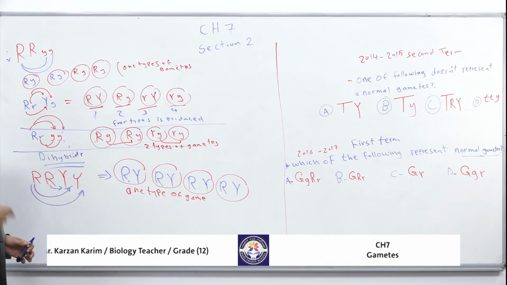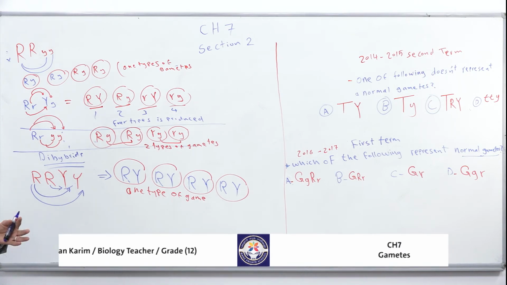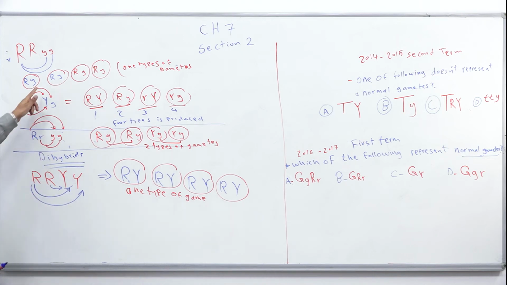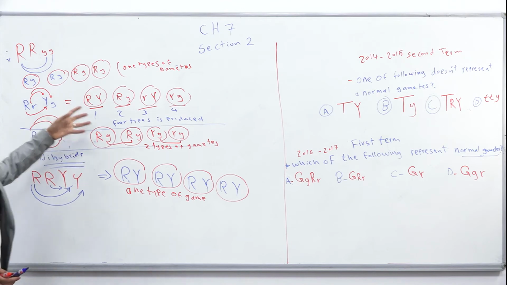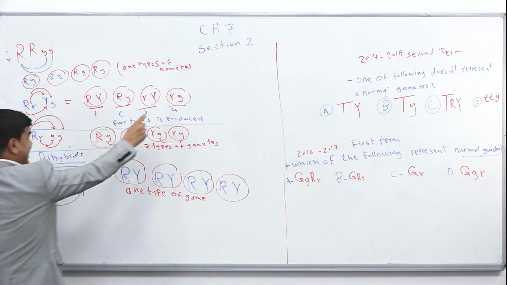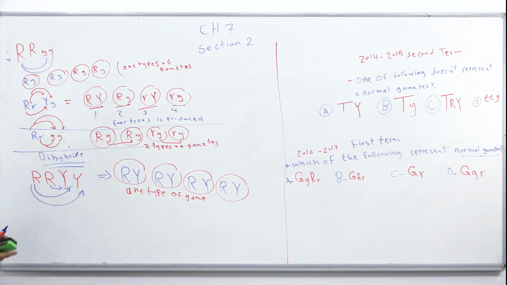I told you earlier, maybe you understand, the gamete and the allele are represented by letters. So each letter is represented by an allele. Okay. Now we discuss how you know whether a gamete is an abnormal or a normal gamete.